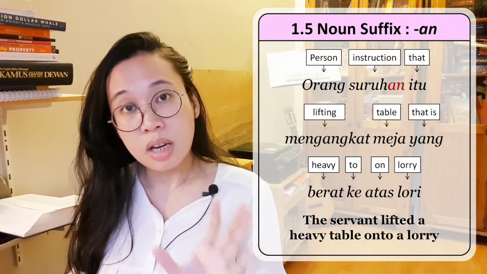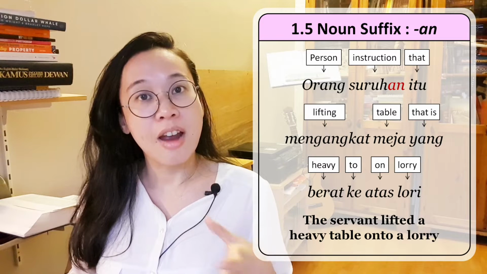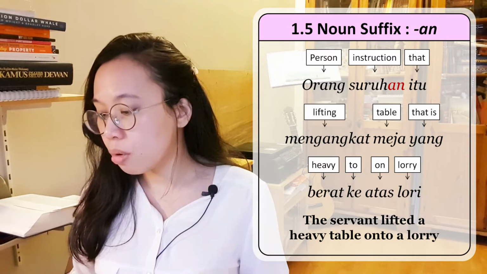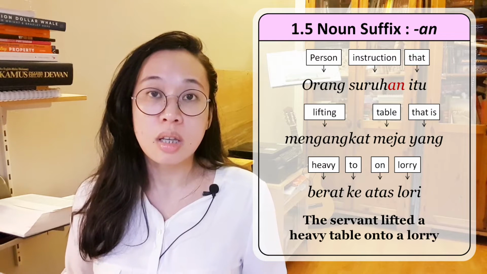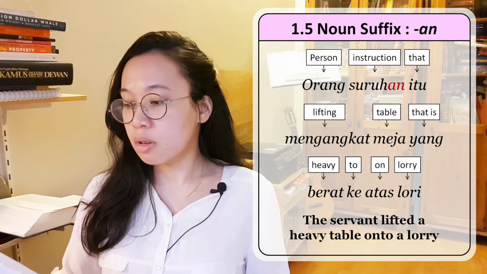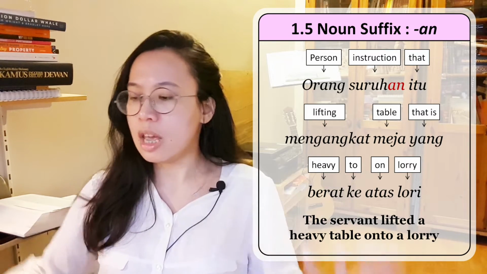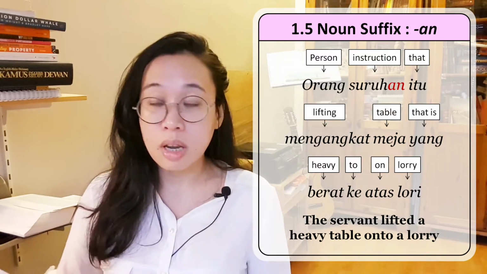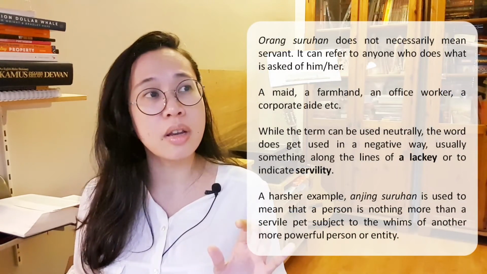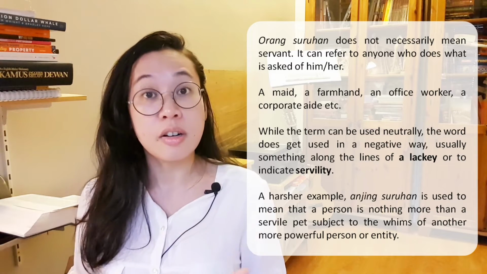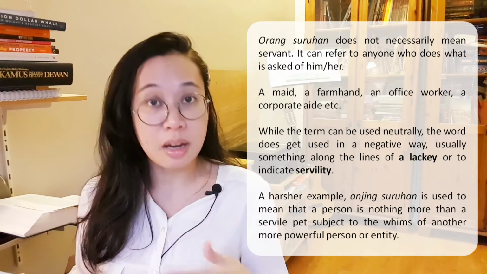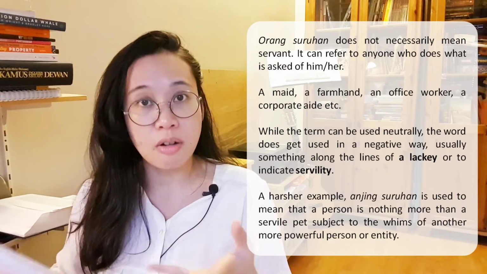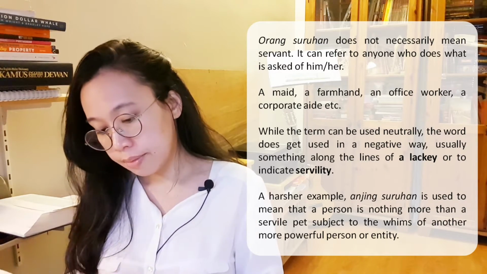Orang suruhan itu, the person carrying the instruction. Orang suruhan itu mengangkat meja yang berat ke atas lori. That person with the instruction is lifting a heavy table onto a lorry. So orang suruhan usually means like a servant. Orang suruhan is a servant, basically. Paid or not paid, orang suruhan, a person who carries your command or instructions.